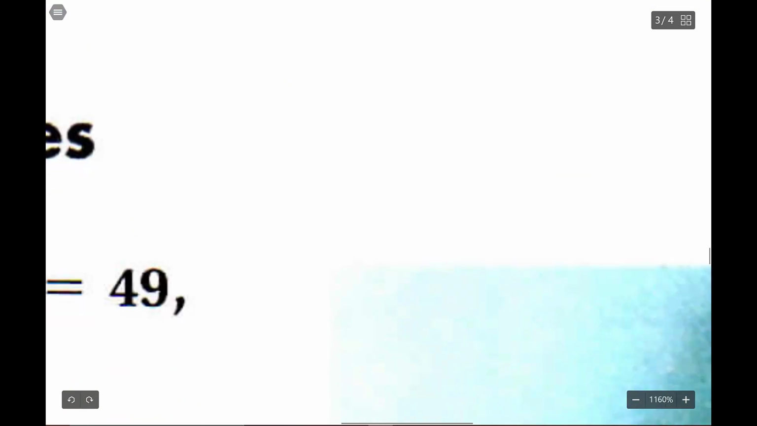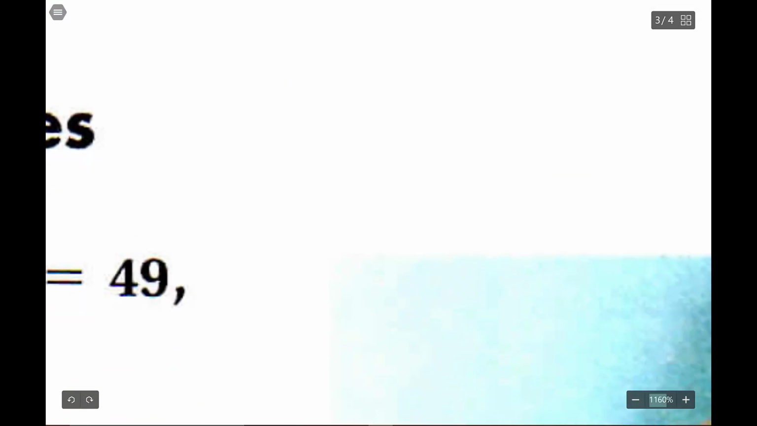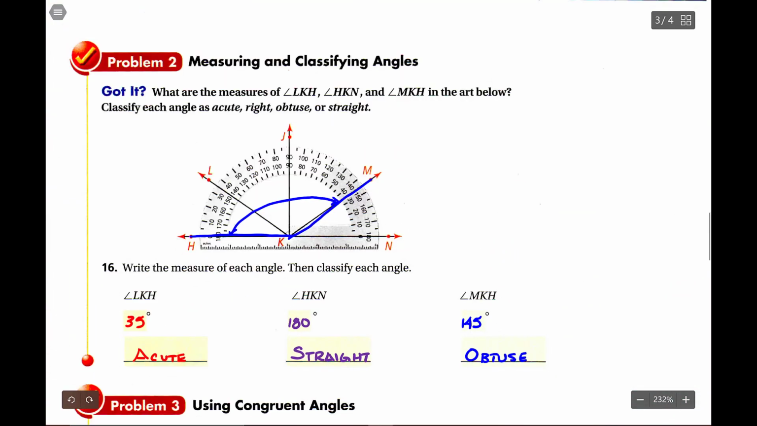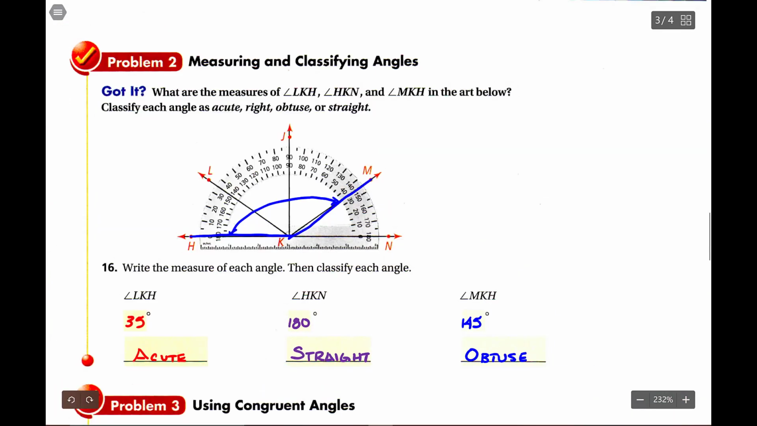Almost made it through a set of notes without some crazy Zoom thing happening, and it happened twice in a row now. All right. Oh my gosh.